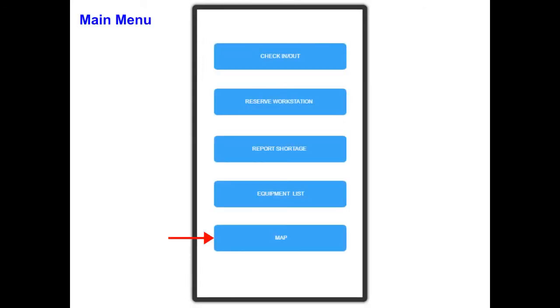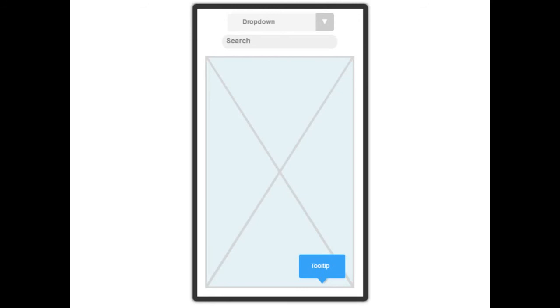Finally, the map feature. This screen shows a map of our lab. At the bottom, there is a tooltip that will give the user information about what equipment or supplies are located in that region of the lab.